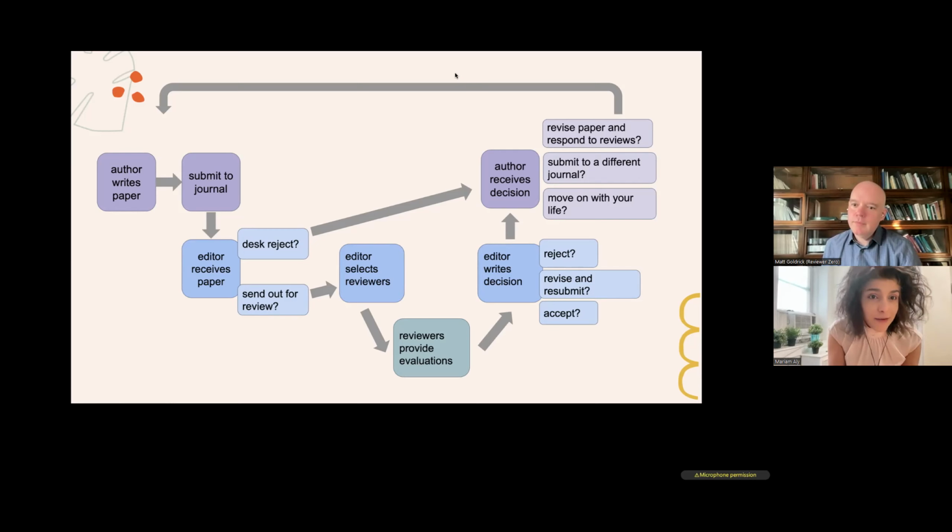And I have another question for you, Matt. So yeah, how do events like COVID, which caused a lot of labs to close, how would that potentially impact the review process, or how did COVID generally affect the review process?